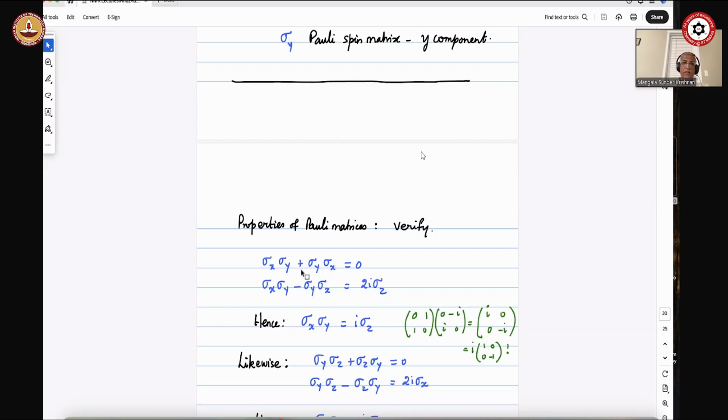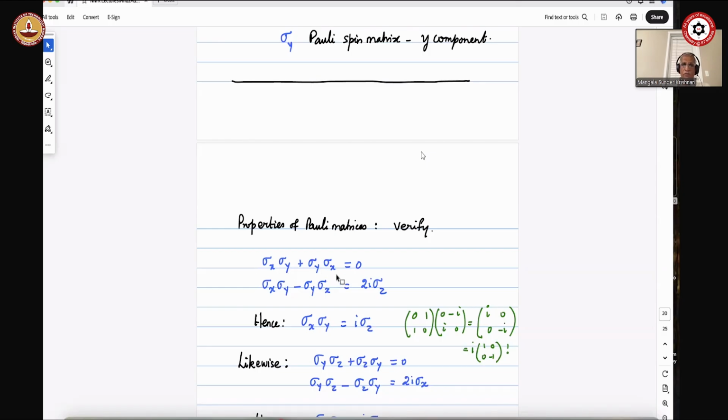The anti-commutator, instead of minus, it's plus. The anti-commutator is 0. So you can now add these two: sigma x sigma y plus sigma y sigma x, and sigma x sigma y minus sigma y sigma x. The sigma y sigma x terms go away. So 2 sigma x sigma y is 2I sigma z. So sigma x sigma y is I sigma z. It's a famous relation between the Pauli spin matrices of the x component and y component and the z component.